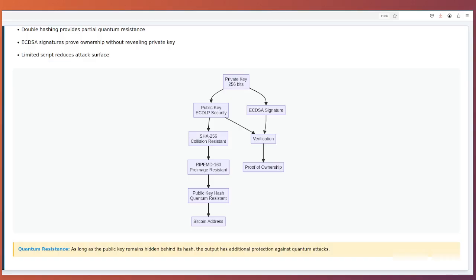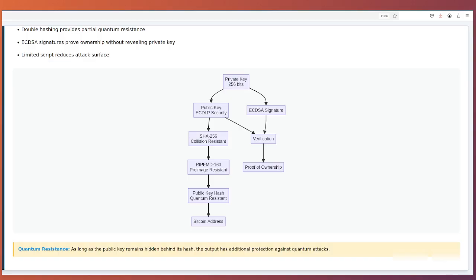The use of hash functions adds additional layers of security. Your public key is hashed with SHA-256 and then RIPEMD-160 before being included in your Bitcoin address. This means an attacker doesn't see your public key until you spend an output.